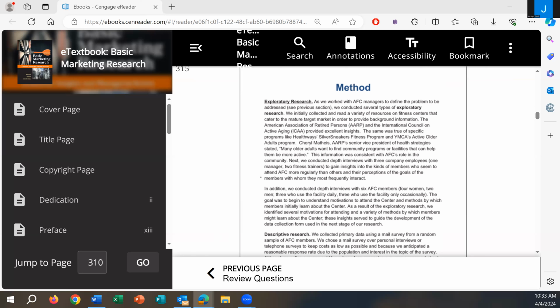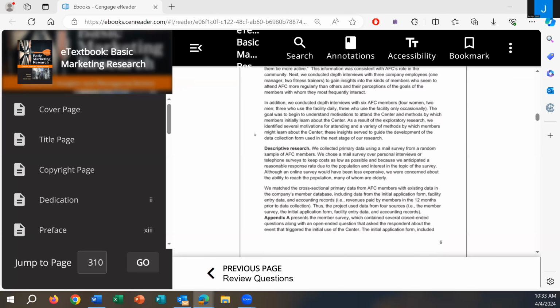So they're looking to figure out, okay, who are these people? What are some demographic informations? They're also doing descriptive research, so collecting primary data. They used a mail survey in this circumstance. In some instances, they did personal interviews and telephone surveys. And again, any of those questionnaires, anything that we're using to conduct the research, we're going to put a copy of that in the appendix area at the back of the report.